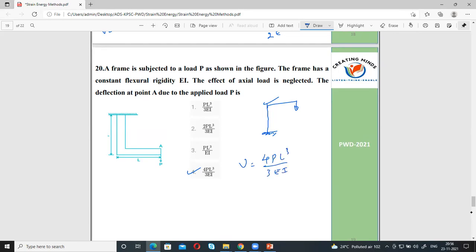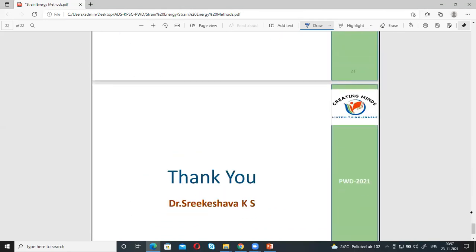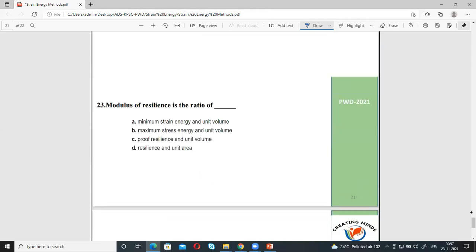Write all this down in one place. If you keep working all of these out, time will not be enough. It will be like the SFD and BMD we did yesterday. So don't waste your time. Just try to memorize these types of questions. Okay, I think yes, this is the last one.